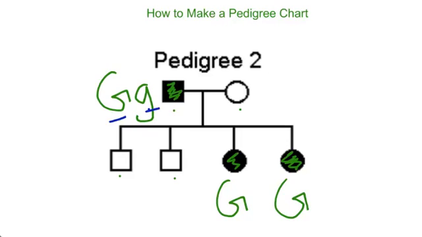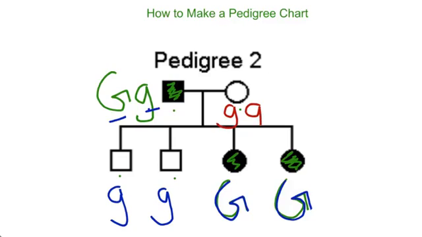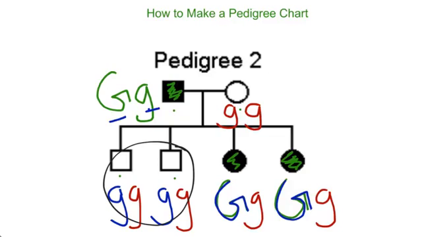I'm going to do all of dad's genotypes in blue. So we know dad gave these guys their capital G allele for green leaves, but dad must have also given these guys a lowercase one. Now let's talk about mom. So mom does not show the trait. And since it's dominant, we know that she's actually homozygous recessive. Otherwise, she would also have green leaves. So she must have passed on a little g to all 4 offspring. That means we've got 2 homozygous recessive, and we've got 2 heterozygous individuals.